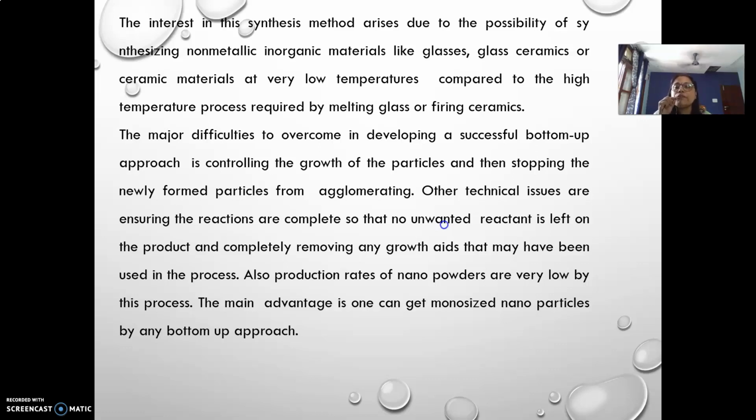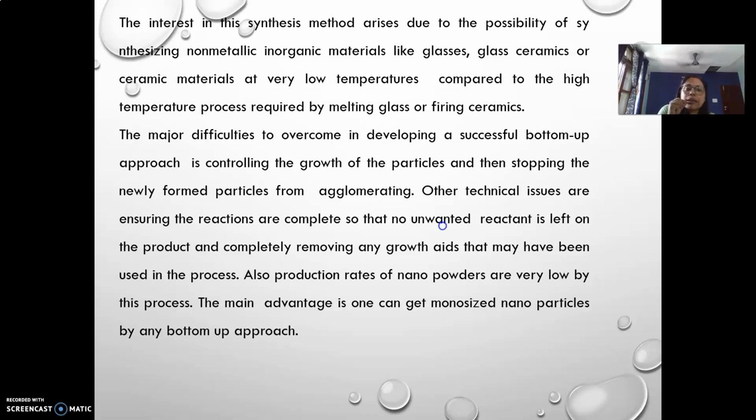And now the major difficulties to overcome in developing a successful bottom-up approach are controlling the growth of the particles and then stopping the newly formed particles from agglomerating. That means we go for the solution phase, then we allow the solvent to evaporate, and evaporation will condense the material, giving us the desired network. But if we go on condensing the material, there may be some point where they simply assemble all together and go for agglomeration. And agglomeration will ultimately result in macroparticles instead of giving us nano or microparticles.